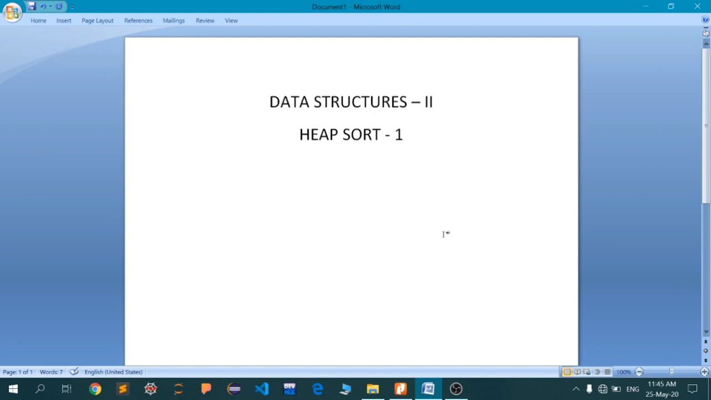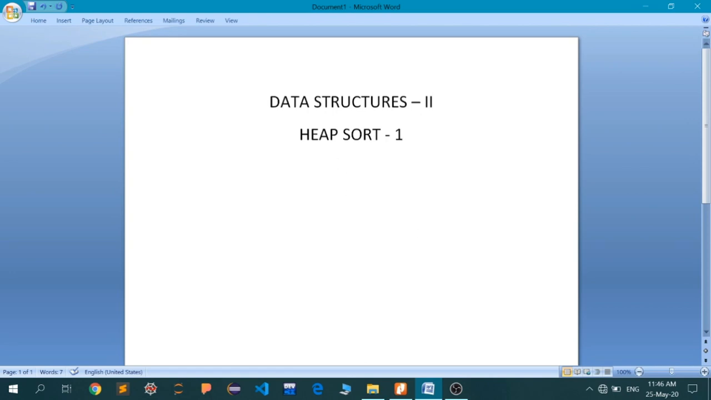And today we are going to start a new topic called heap sort. And I am going to divide this particular topic into two lectures, otherwise there will be much more information that has to be grabbed in a single lecture. So I'll try to divide this topic called heap sort into two. In the first lecture, that is today, we are going to see how we are going to deal with the heap.